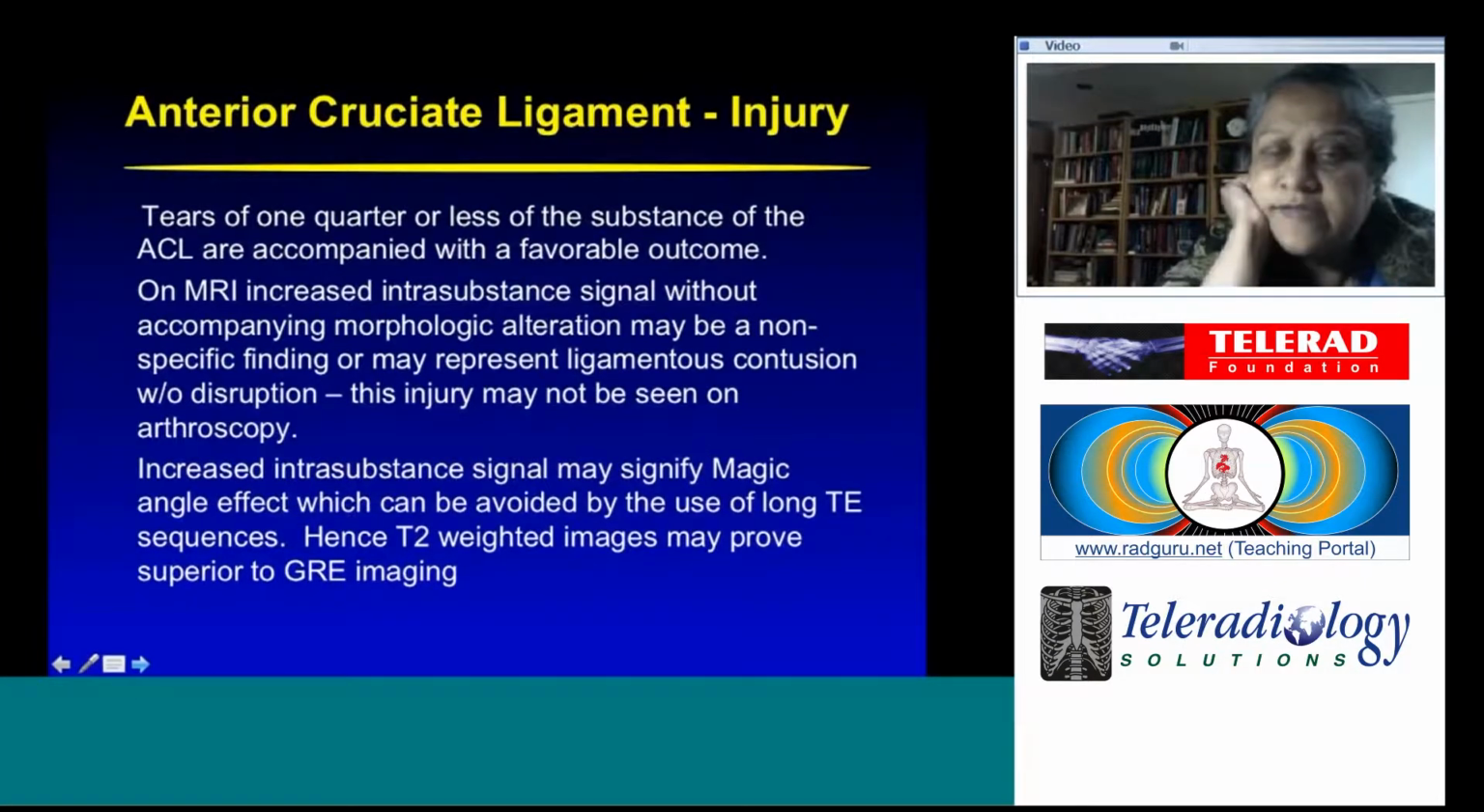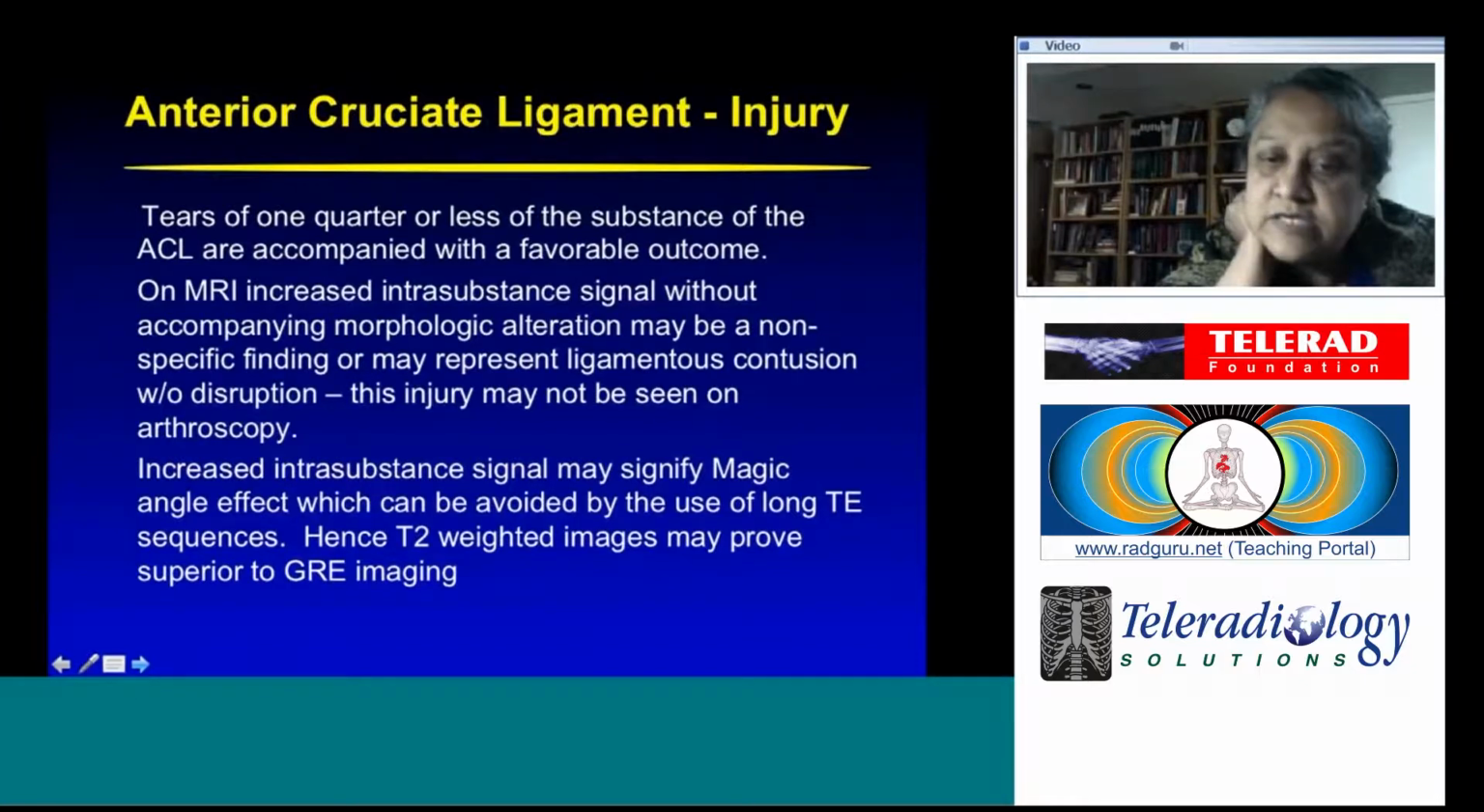When you're looking at the anterior cruciate ligament injury, tears of 1/4 or less of the substance of the ACL are accompanied with favorable outcomes clinically. So it is critical for us to be able to tell the orthopedic surgeons how much of the substance of the ACL is injured. On MRI, increased intrasubstance signal without accompanying morphologic alteration may be a nonspecific finding or might represent ligamentous contusion without disruption. This injury may not be seen on arthroscopy. This is an important fact to remember.